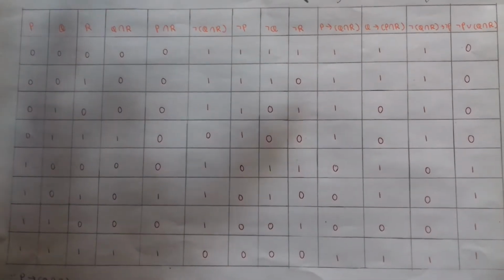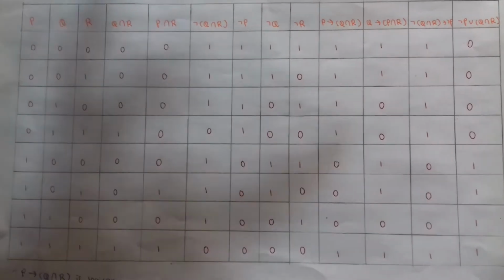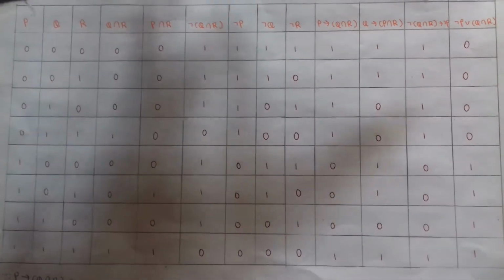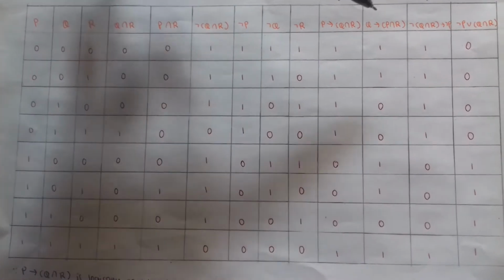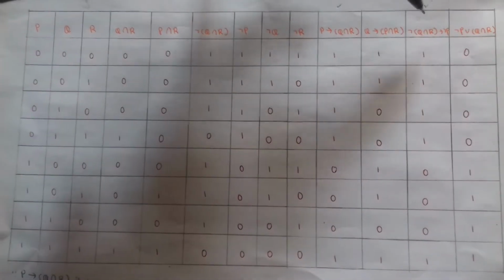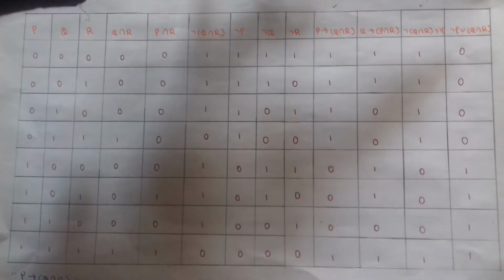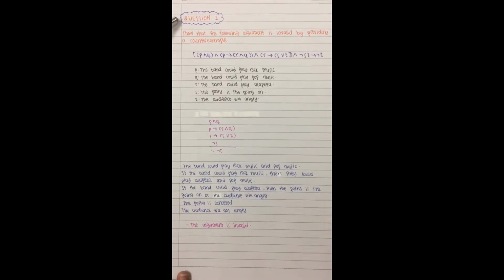If P implies Q and R is logically equivalent to not Q or not R implies not P is a tautology, then P implies Q and R is logically equivalent to not Q or not R implies not P. So now we will explain question 2.